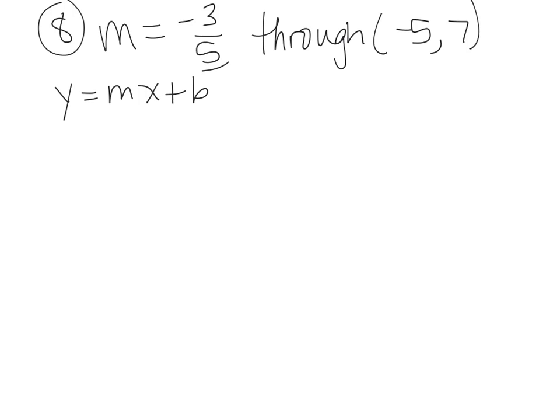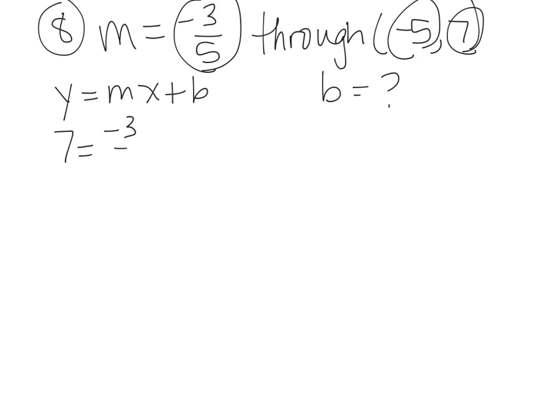Well, you've got m right here, you've got x right here, and you've got y right here, so you just need to find b. So you can plug those three numbers into this equation and solve for b. So you'll have 7 = -3/5 times x plus b.